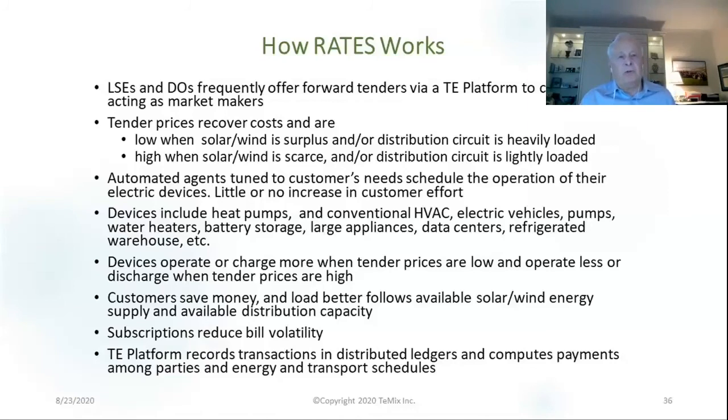And the design of this platform is to scale infinitely. You can have as many TE platforms as you want. You as a customer typically would transact with a single platform, but you have the option of connecting up to two platforms in case you want to buy or sell power outside of your local area. Next slide.